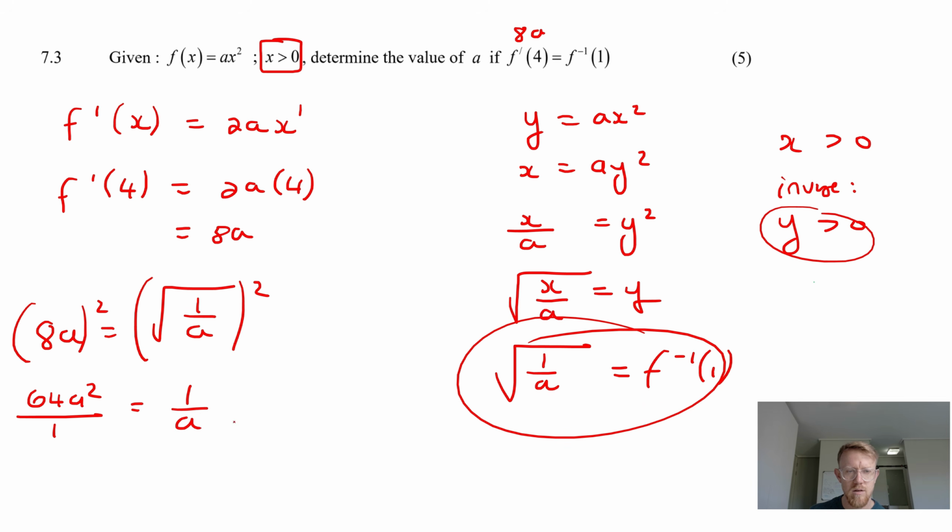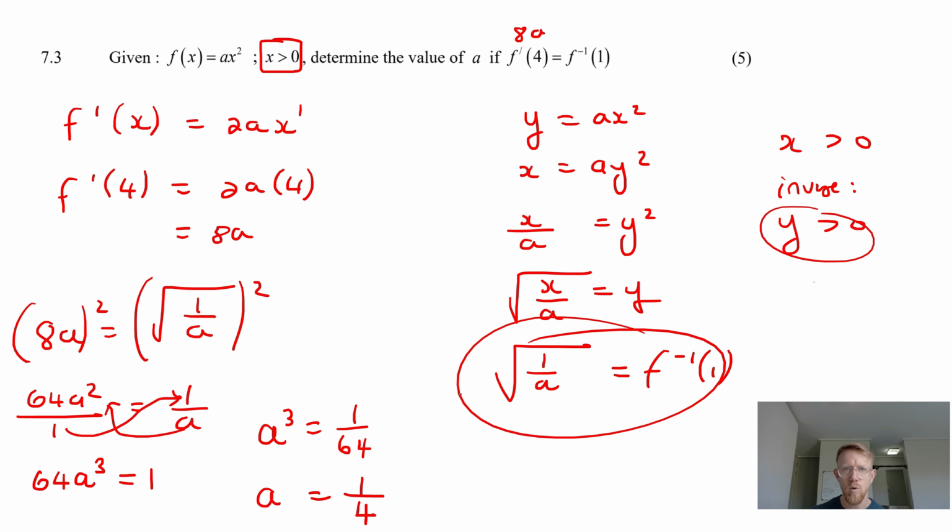Whoops. And so this is going to end up going there, and this is going to end up going there. So you're going to end up with 64a cubed equals 1. Divide by 64, you're going to end up with 1 over 64. Take the cube root, and that's going to give you 1 over 4.